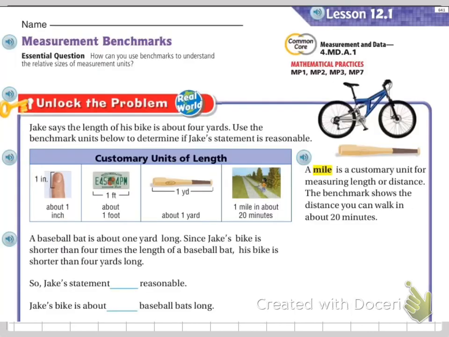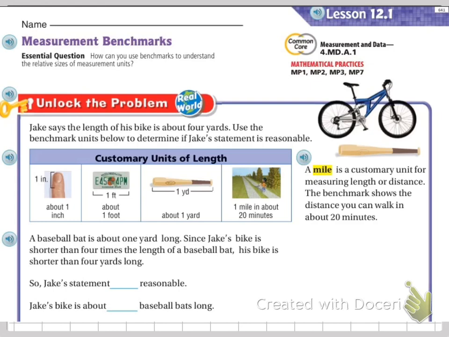So let's start working in our book. We're going to be on page 641 and looking at some of these benchmark units. If you look at this chart here, they have references for you to think about how long these units are. If you think about an inch, it's about that part of your finger. For 1 foot, always reference a ruler, but if you can't picture that, you can reference a license plate that's about a foot long.